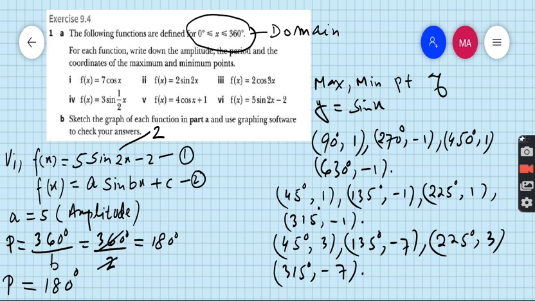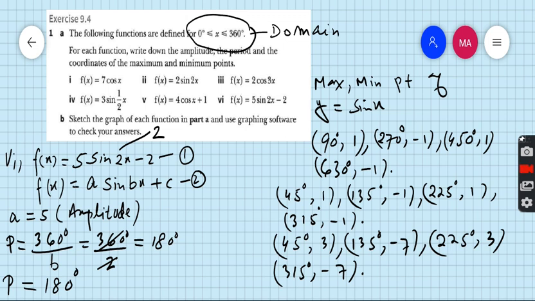So this is the final answer of maximum and minimum point. The first point is 45 degree, 3. The second is 135 degree, minus 7. The third one is 225 degree, 3. And the fourth one is 315, minus 7. The requirement of part A has been fulfilled.